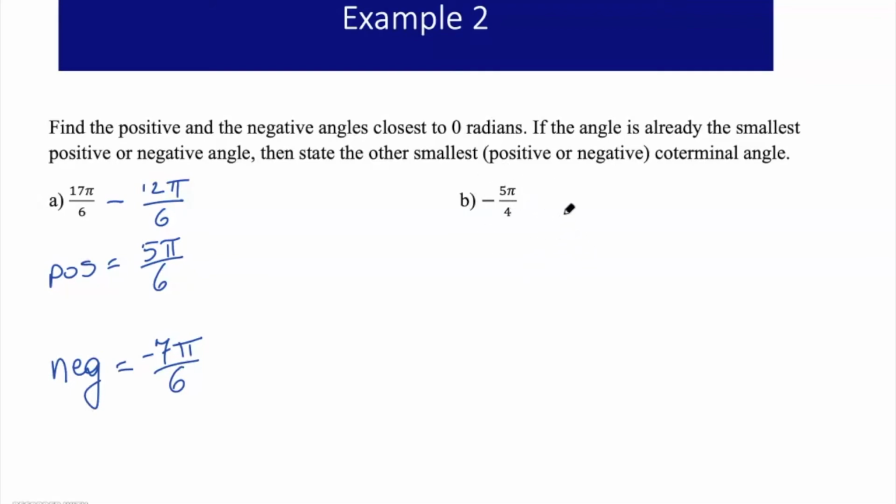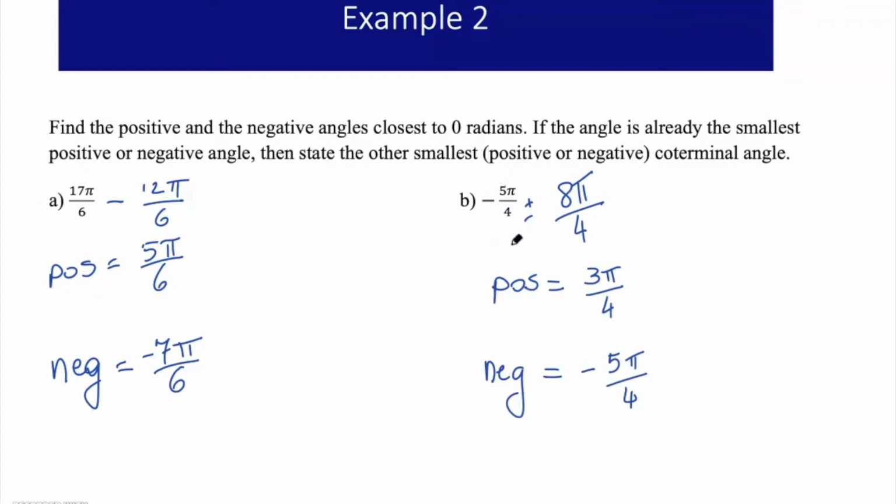Now I repeat the same operation with the other example. This time my revolution should be expressed in terms of quarters of pi. So 8 quarters will be a full revolution. So I'm adding or subtracting, depending on what I want, a full revolution. So if I have a negative pi over 4, I add 2 pi and I get positive 3 pi over 4. This will be the smallest possible positive coterminal angle. On the other hand, minus 5 pi over 4 is already less than 2 pi, so it's already the smallest negative coterminal angle. I don't have to find another one.